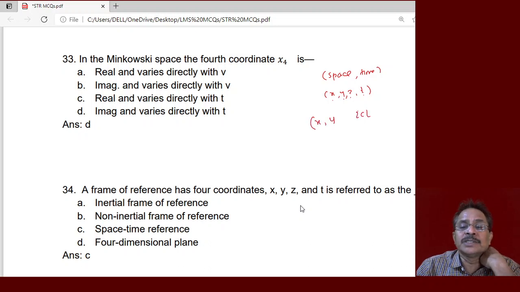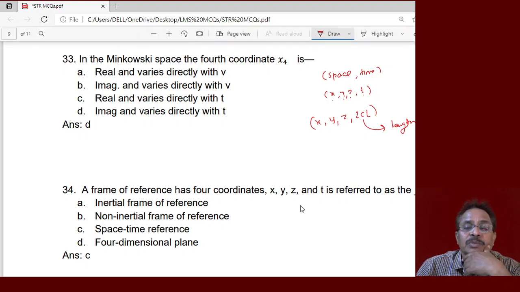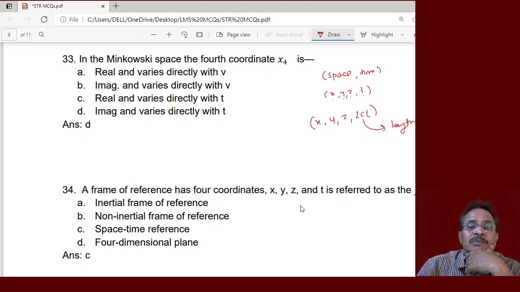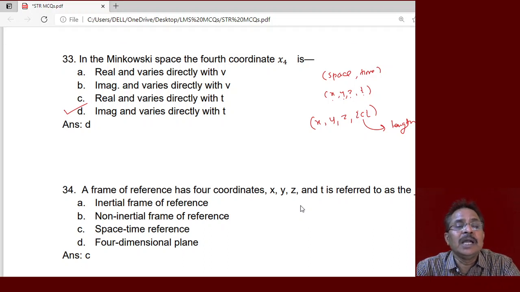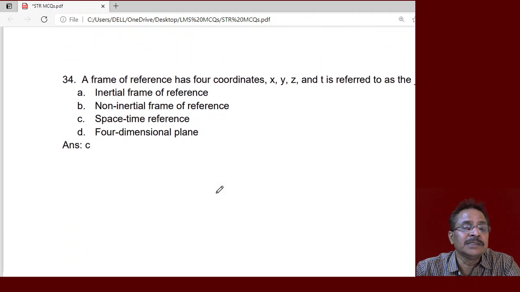That's what in four-dimensional space, x, y, z and ict, then this becomes dimensions of length, and therefore it is imaginary because of this i, and varies directly with time. c is the constant there, so ict. So that tells you the fourth coordinate in the Minkowski space is imaginary and varies directly with time, and that's why we write x, y, z and ict as the fourth coordinate in the Minkowski space. So we are living in the Minkowski space where these coordinates are x, y, z and the fourth coordinate x4 is given by ict. Okay, that is question number 33, the answer is D.